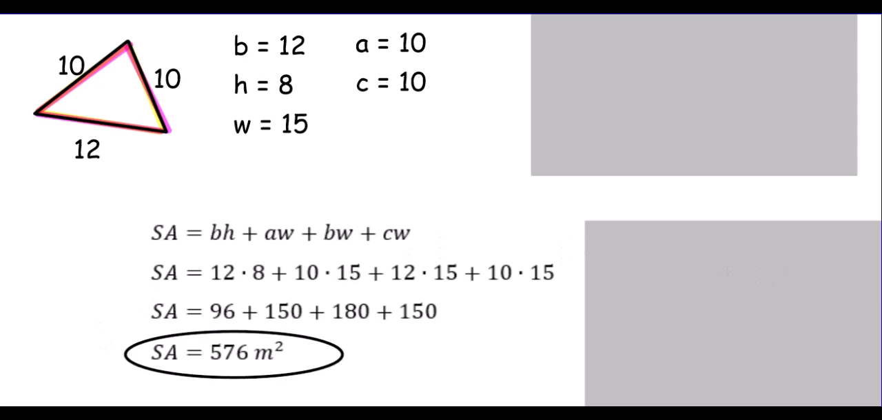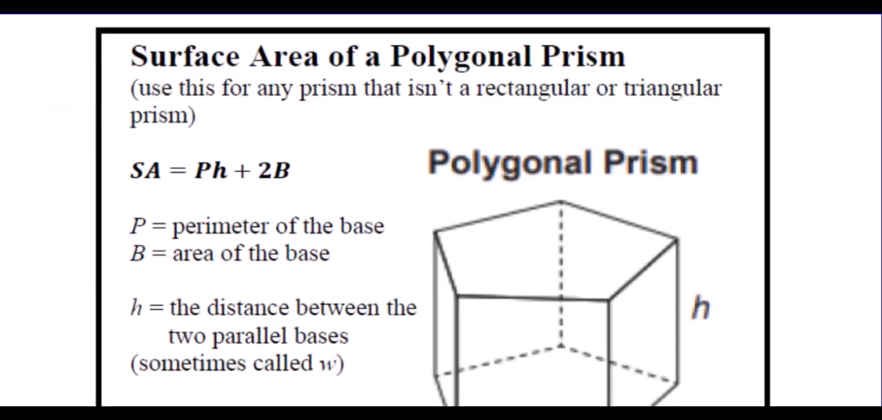Now we've talked about rectangular prisms, we've talked about triangular prisms. Let's talk a little bit about what happens when we have other types of prisms. So a polygonal prism, we're going to use this for anything that isn't a rectangular or triangular prism. The formula is pH, which is perimeter of the base, times the height. We also call the height the width of the prism, plus 2 times capital B.